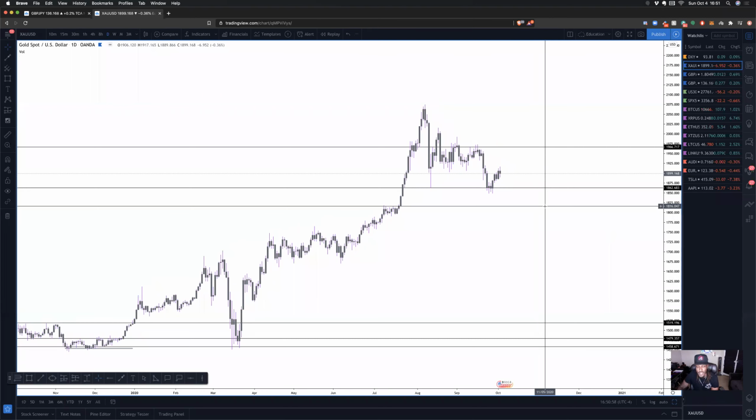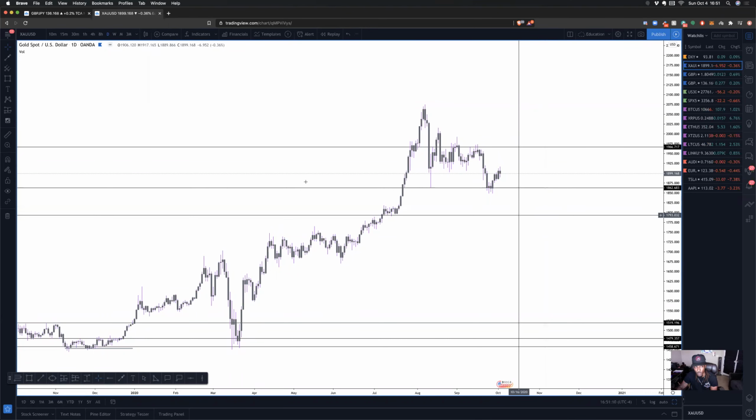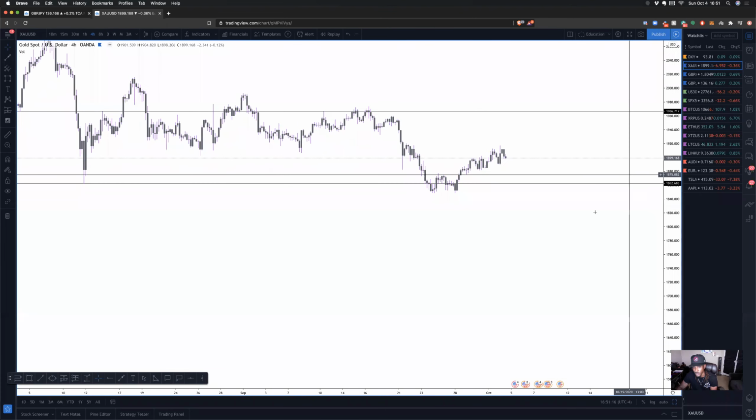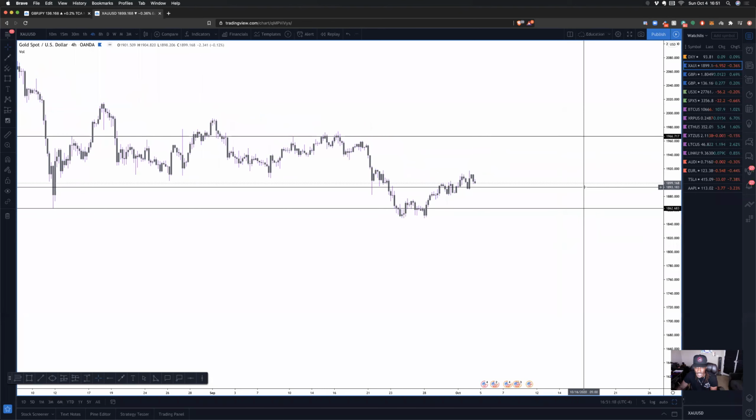I'm most likely not going to be taking any trades tonight. With NFP being Friday, I kind of want to see what London session does. So as far as signals for gold, I'm expecting to go long from around 1893.